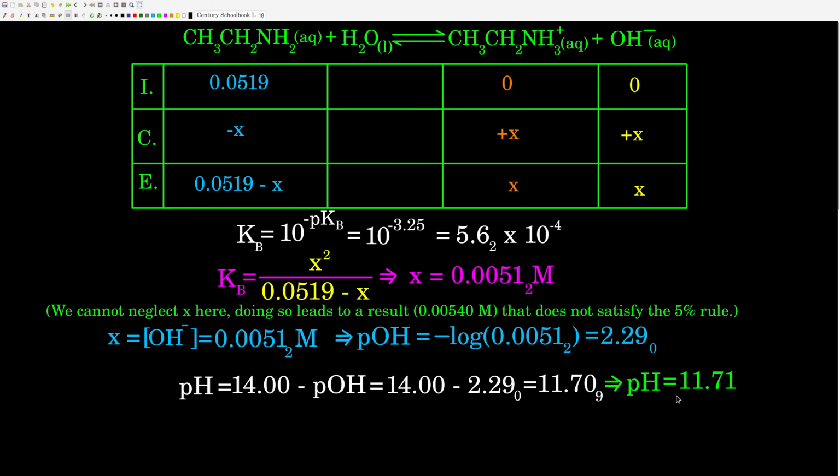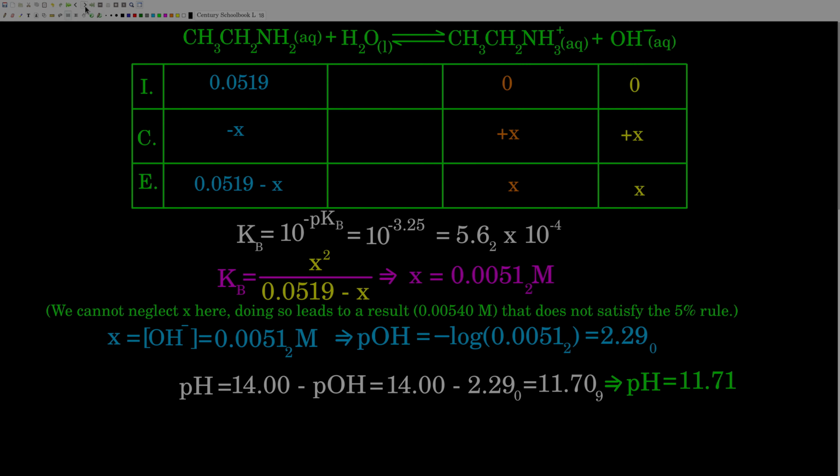And again, we want to make sure this makes sense, right? This is a base, so we expect the solution to be basic, meaning the pH greater than 7, yep. pOH less than 7, yep. So we're good. And that's all there is to that, guys.